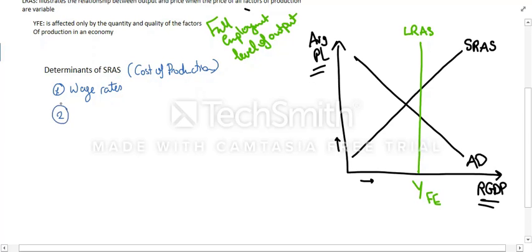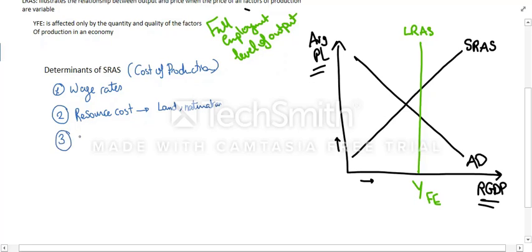The second thing that would affect cost of production is resource costs. So other resources other than labor, for example, if land cost or rent is higher. As the prices of land and natural resources rise or fall, they will shift the short-run aggregate supply.